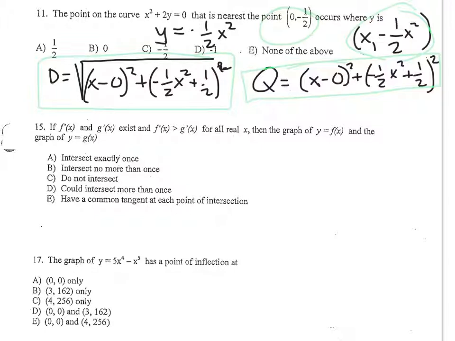It's going to be a lot easier. This is kind of a common problem. The point on the curve that's nearest another point. This might be one of those problems that you star because it happens fairly often. And let's see what we have here. If we take this q value, that's going to be x squared. You multiply this all out, you should end up with x squared plus x to the fourth over 4 minus x squared over 2 plus 1/4.